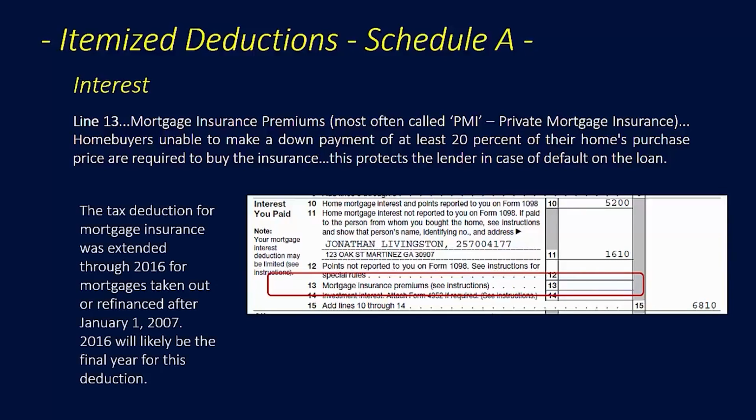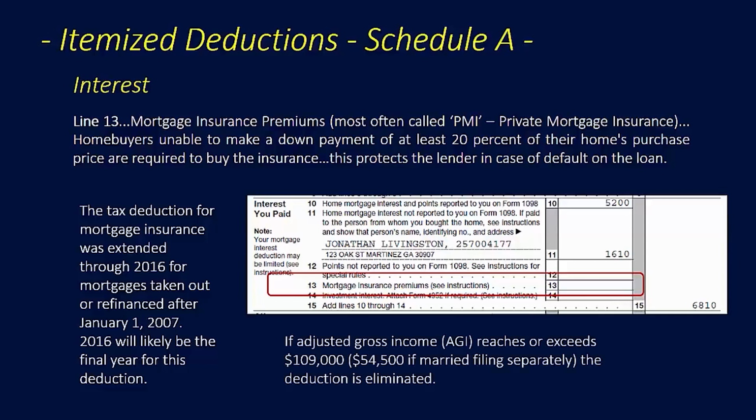The tax deduction for mortgage insurance was extended through 2016 for mortgages taken out or refinanced after January the 1st, 2007. 2016 will more than likely be the final year for this particular deduction. If adjusted gross income, or AGI, reaches or exceeds $109,000, $54,500 if married filing separately, the deduction is totally eliminated.